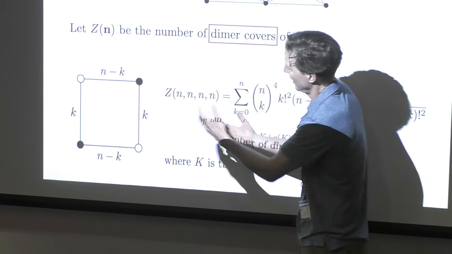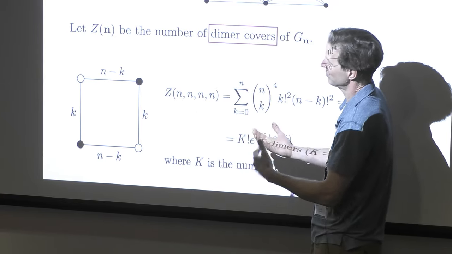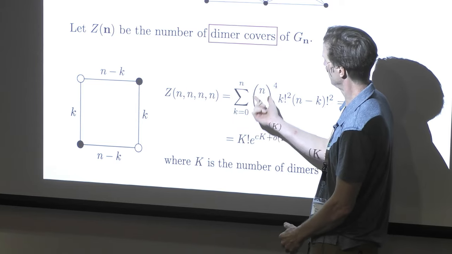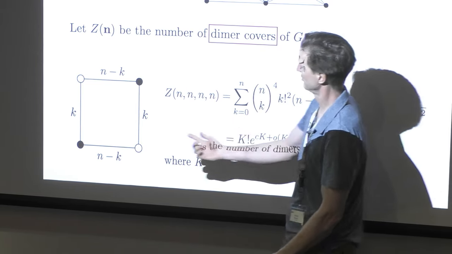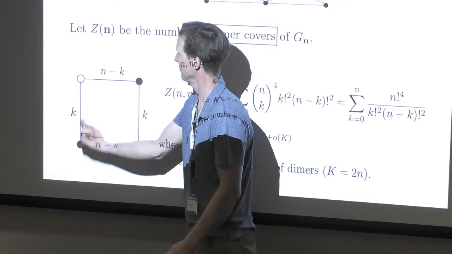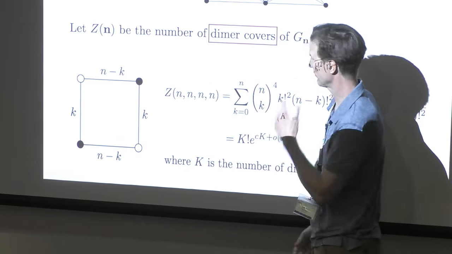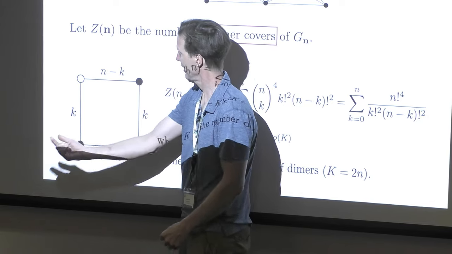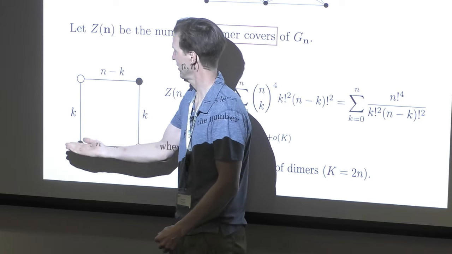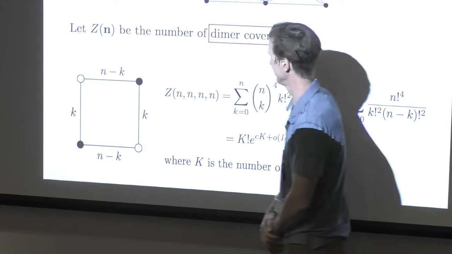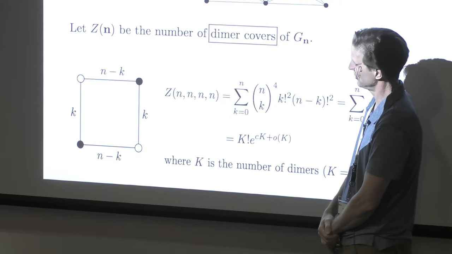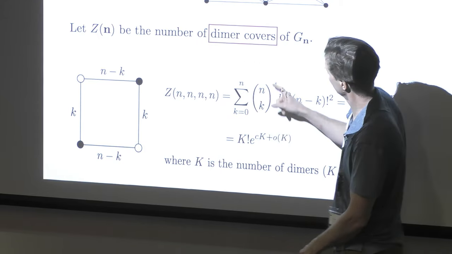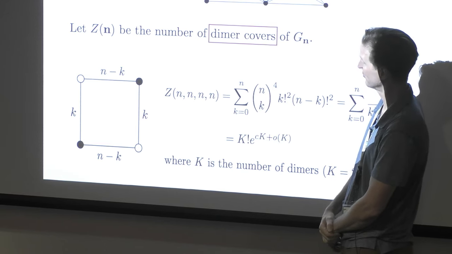Because of the symmetry, any such subset is equivalent to any other subset. So there's a binomial coefficient, n choose k, which represents the number of vertices which are being matched that way. In a perfect matching, every vertex is matched to another vertex. So of all the n vertices here, k of them go this way, k of them are matched this way, n minus k are matched that way.